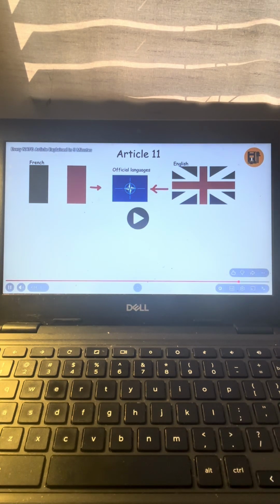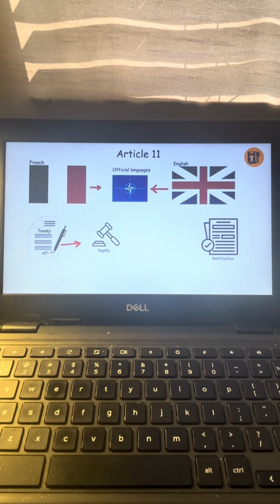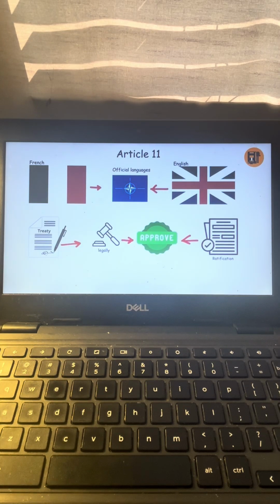Anyways. It's the process for ratification and expresses that the treaty is legally established upon the deposit of ratification by signatory states. This formalizes the treaty and solidifies the commitments made by member countries.